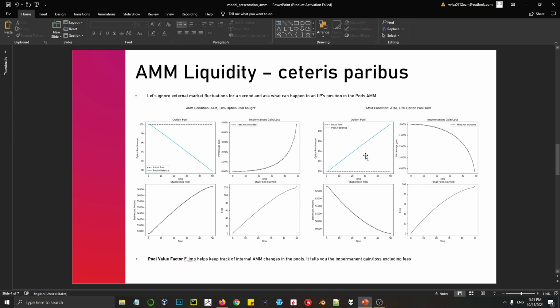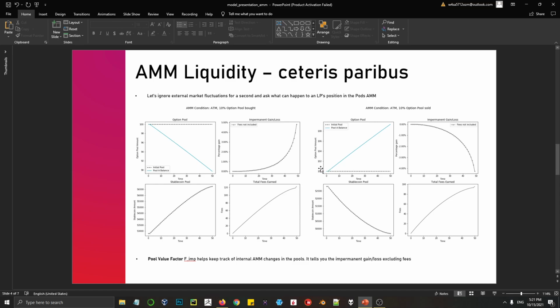And at the same time, an inverse scenario may happen where more people are selling. So now there are more people selling options into the pool. And as they are selling an option into the pool, they are withdrawing stablecoins. So these two dynamics may take shape. And we look separately at the impermanent gain or loss relative to total fees earned, for clarity for the LP, because these two different processes are going on.